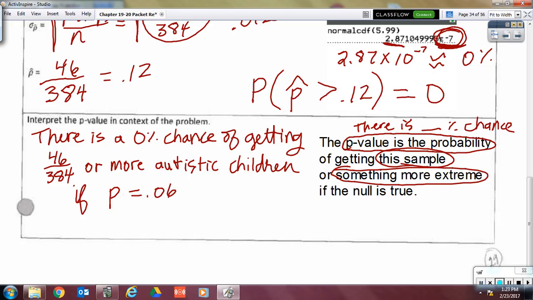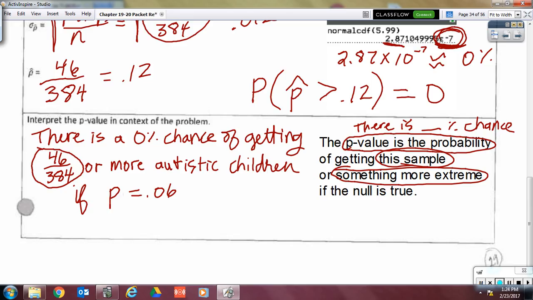So see, here's what this is saying. Let me just say this one last thing, and then I'm going to let you do your assignment. If there really is still just 6% autistic children in the whole entire nation, then there was a 0% chance that we would have gotten that sample we got. Say that again. If there right now at this time is still just 6% autistic children in the United States, then there's pretty much a 0% chance that we would have gotten that sample we got.